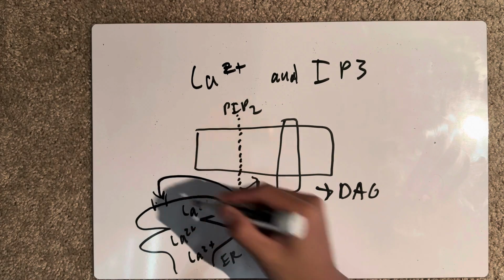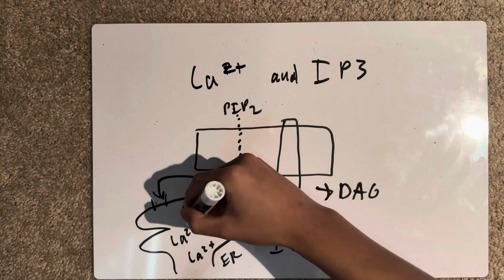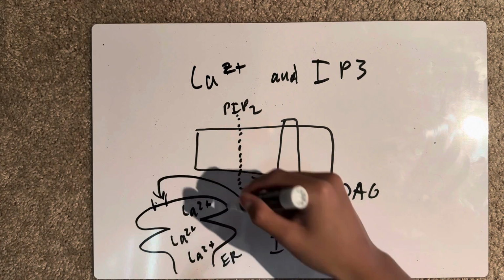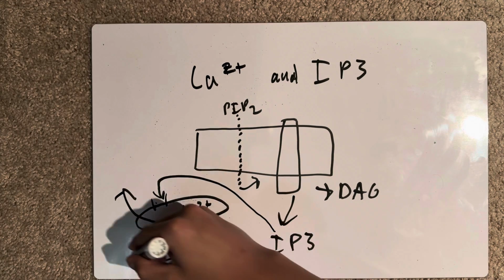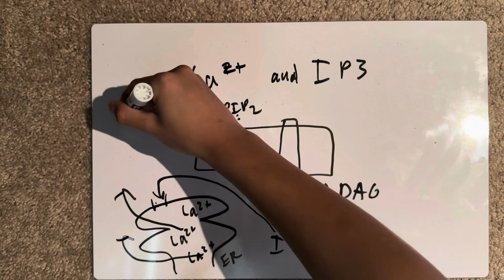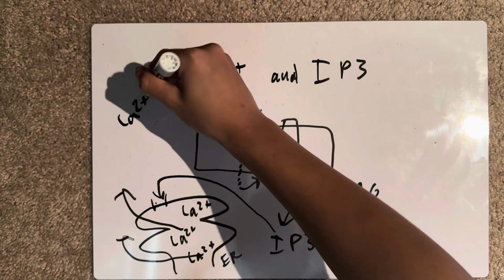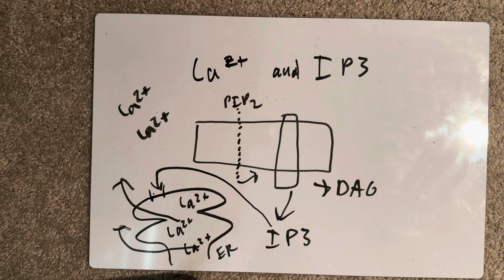binds to the channel, and the calciums are able to leave the ER, because they just go from high concentration to low concentration. And now the cytoplasm has higher concentration of calcium. Here's a better picture of Ca2+ and the IP3 as second messengers.